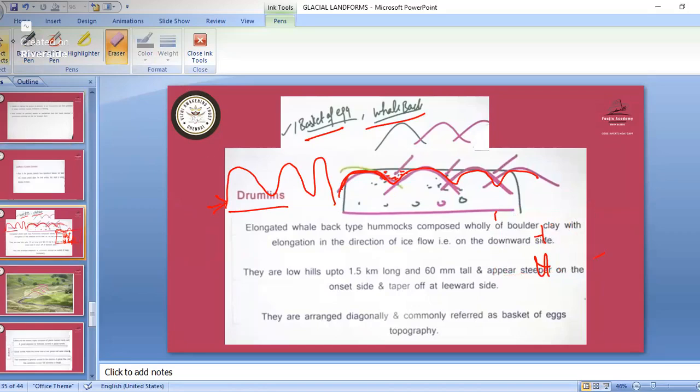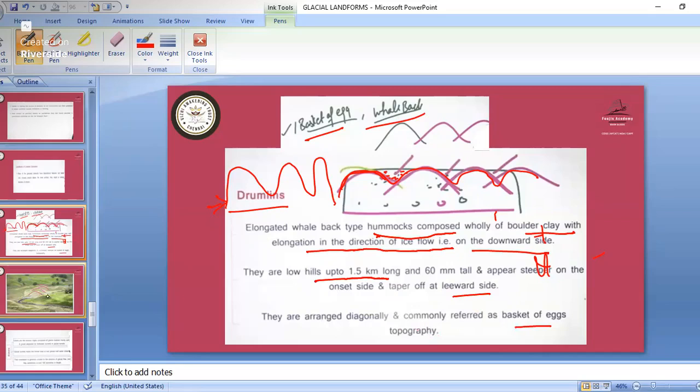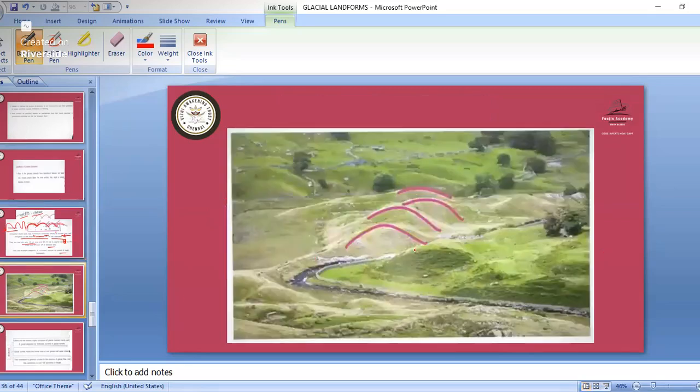So what do we mean by drumlins? It is the elongated whaleback hummocks composed wholly of boulder clay, with the elongation in the direction of ice flow, on the downward side. They are low hills up to 1.5 kilometers long and 60 meters tall, appearing steeper on the stoss side and tapering on the leeward side. So they are arranged like a whaleback. They are referred to as basket of eggs topography.